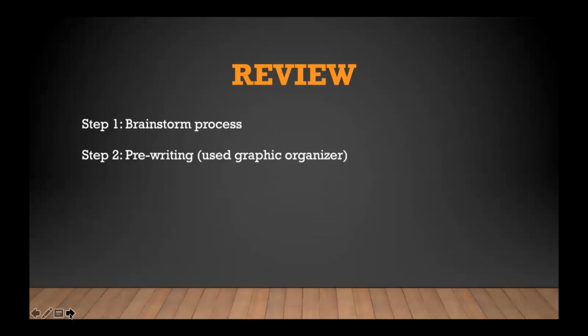Next, we looked at the pre-writing phase. We used a graphic organizer to organize our ideas. In the graphic organizer, we saw there are different sections. It started with the introduction or topic sentence, then the events that followed. It was written in a sequence that we had to use, and it ended with a conclusion.